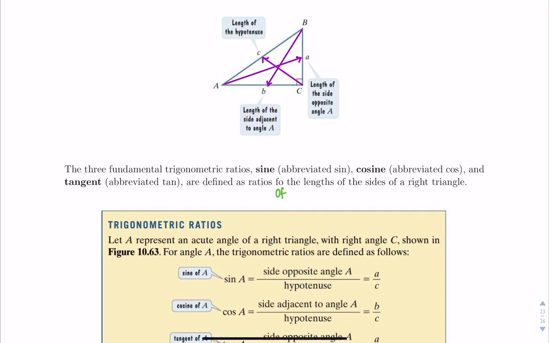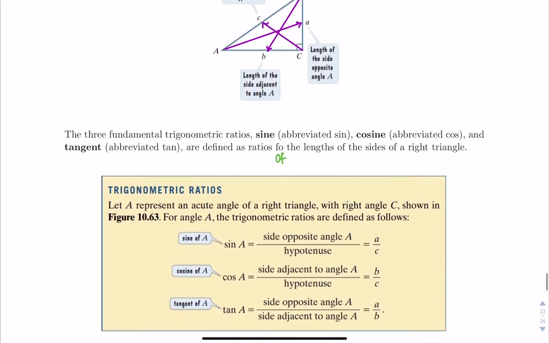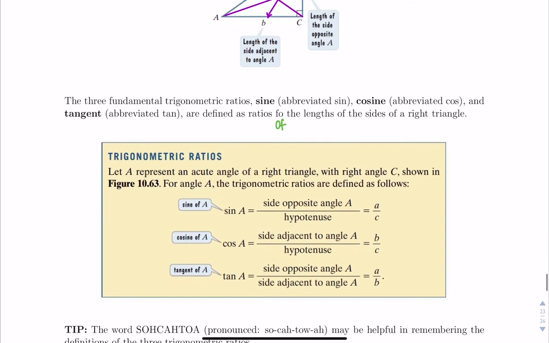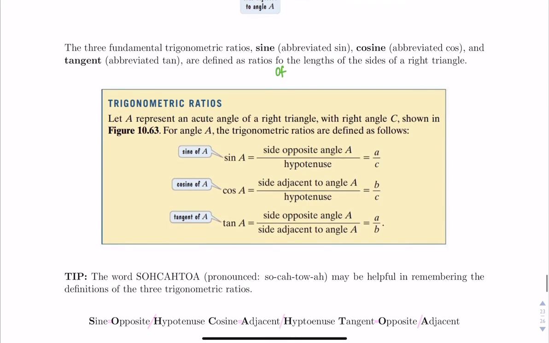For angle A, the trig ratios are defined as follows. The sine of A is the side opposite angle A over the hypotenuse, or little a over c. The cosine of A is the side adjacent to angle A over the hypotenuse, or this is side b over c. And the tangent of A is the side opposite angle A over the side adjacent. This is a over b.